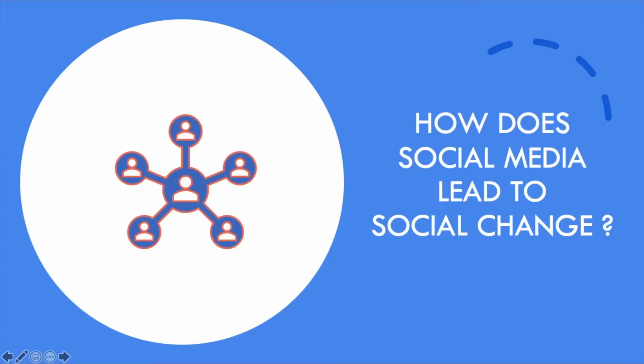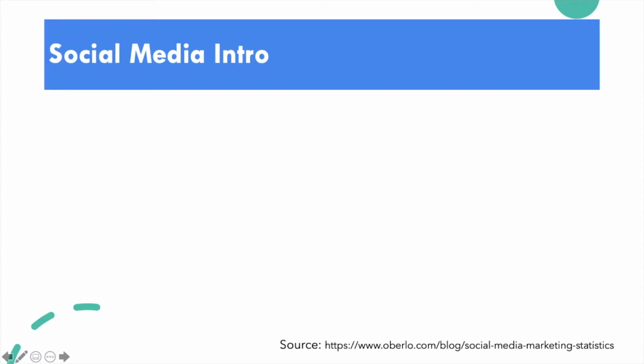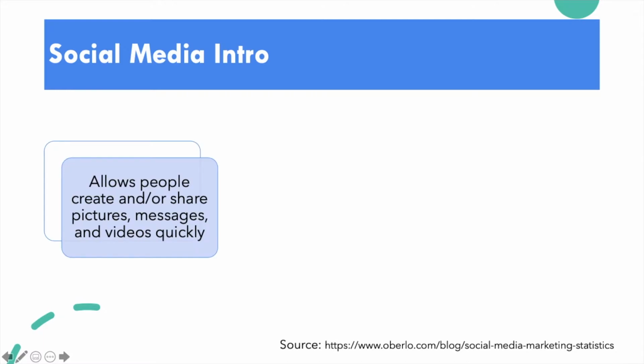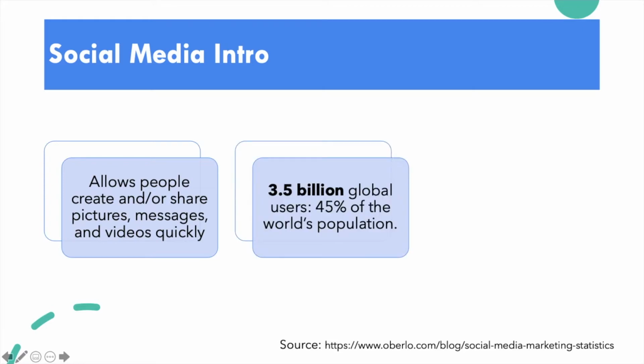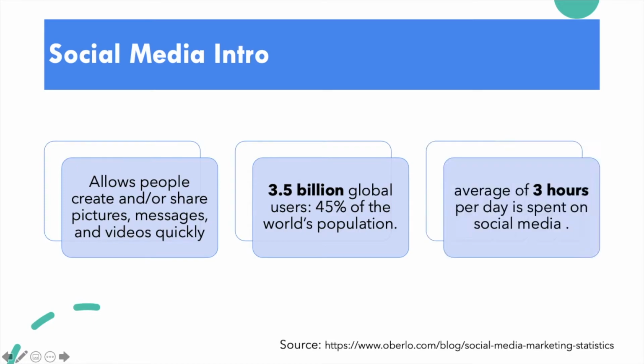So today we're going to be looking at the question, how does social media lead to social change? But before we do that, we're going to do a quick introduction into social media. So social media allows people to create and or share pictures and messages quickly. There are about 3.5 billion global users, which is bigger than any country in the world, and an average of 3 hours per day is spent on social media.